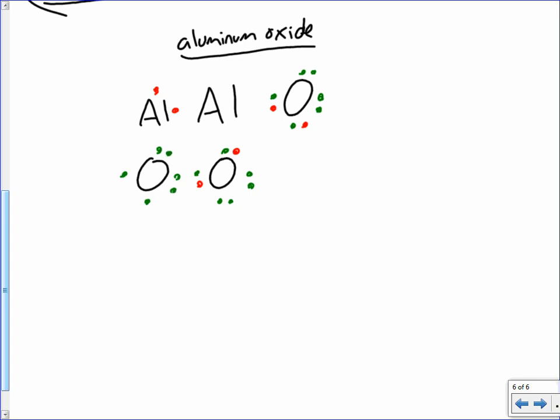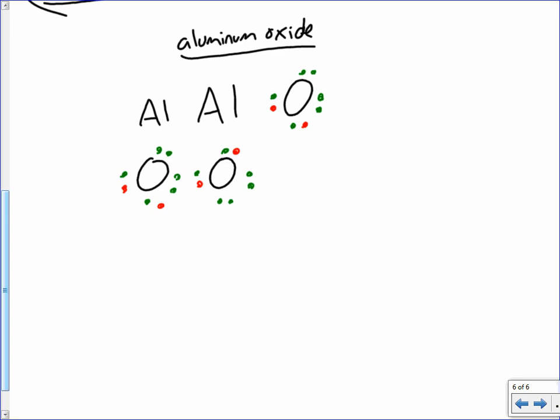Okay? Now remember, this is for an ionic bond. And an ionic bond is when you transfer electrons. So aluminum gives one away here, and one away here. Now we finally got it. All three oxygen atoms have 8 valence electrons, so they're stable. Both aluminum atoms have none, they are stable.